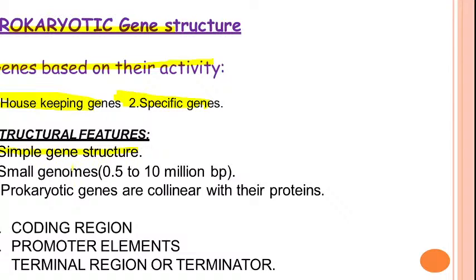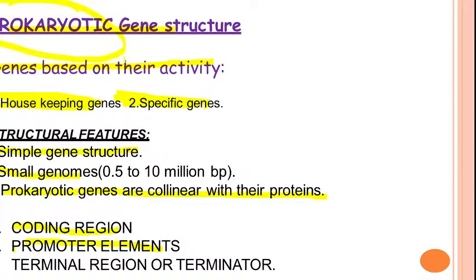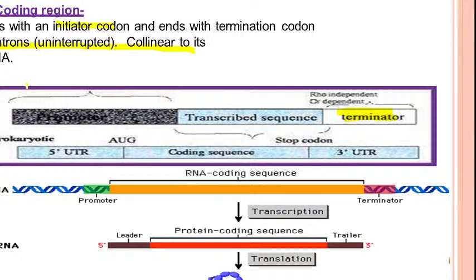Now what are the structural features of these housekeeping or specific genes? These are simple gene structures, with a small genome. Prokaryotic genes are collinear with the protein. So we have the coding region, the promoter element, and the terminal region or the terminator. We have the starting point where there will be the initiator codon, and we have the terminator region also. There are no introns in between in the prokaryotic gene structure. You have to keep this in mind: in prokaryotes there are no introns.